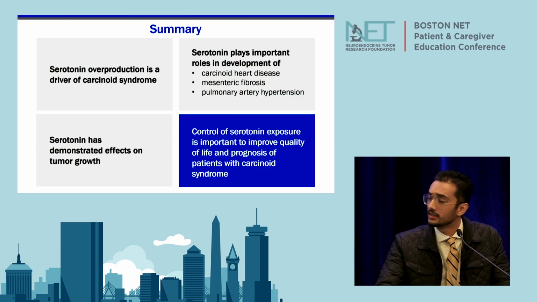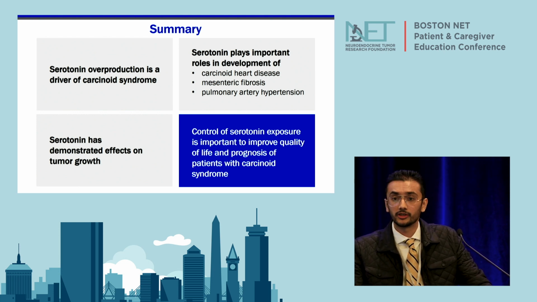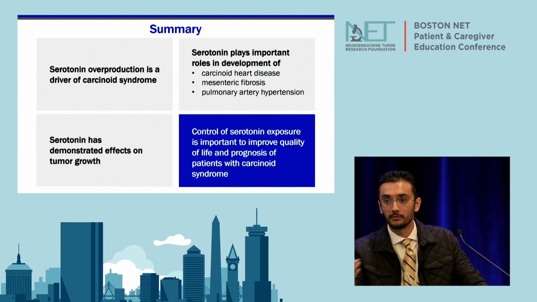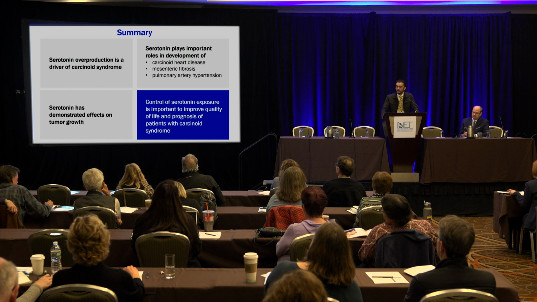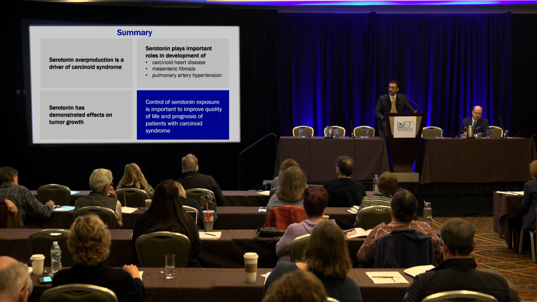So in summary, serotonin overproduction is the driver of carcinoid syndrome. Serotonin plays a major role in the development of carcinoid heart disease, mesenteric fibrosis, pulmonary arterial hypertension, among various other issues. It also has demonstrated effects on tumor growth, and it's very critical to control serotonin, to not only improve the quality of life, but to also improve the progression-free survival.